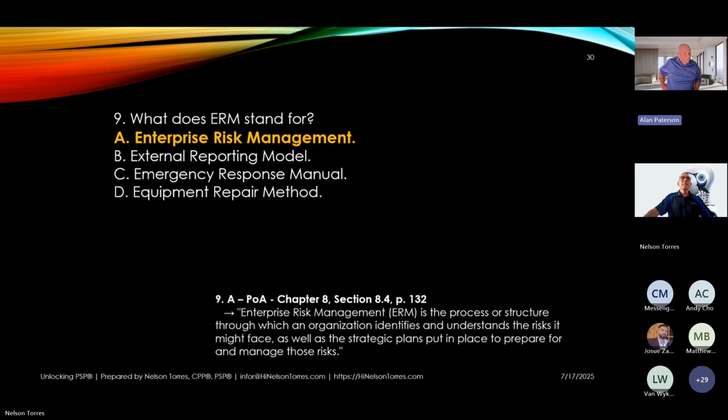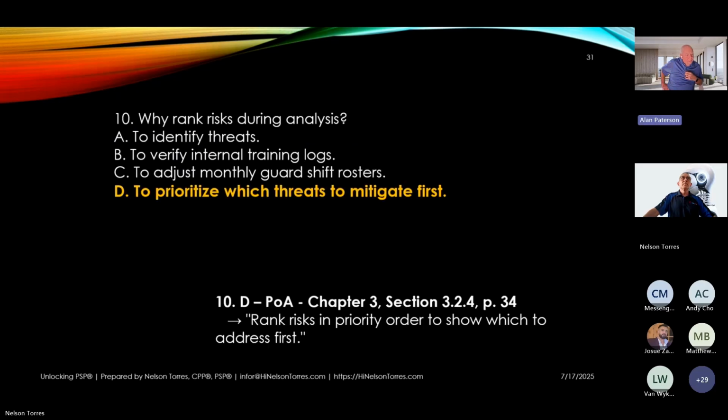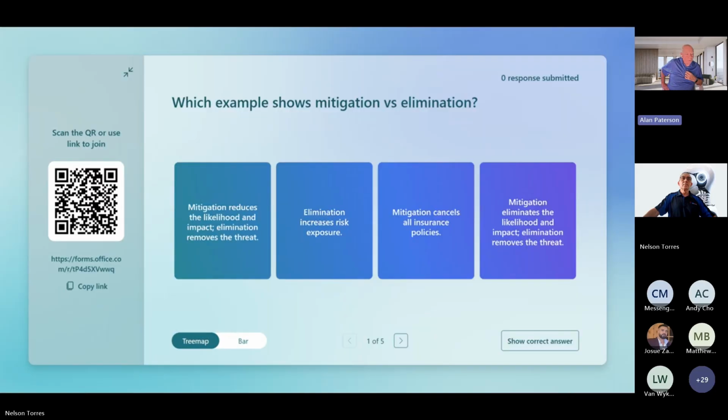What does ERM stand for? Enterprise Risk Management. And the POA gives a description below. So the next one, why rank risks during analysis? That is to prioritize which threats to mitigate first. You should rank your risks in priority order. Okay, next set.